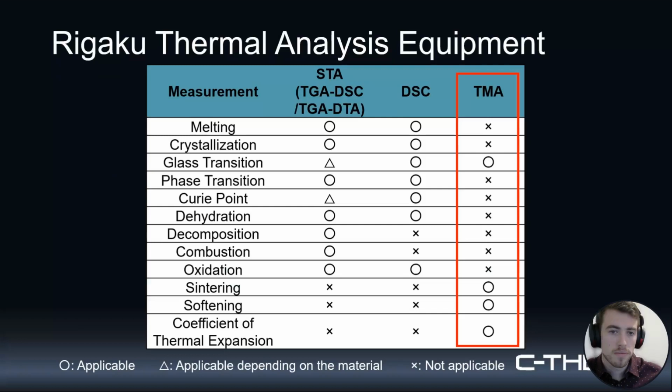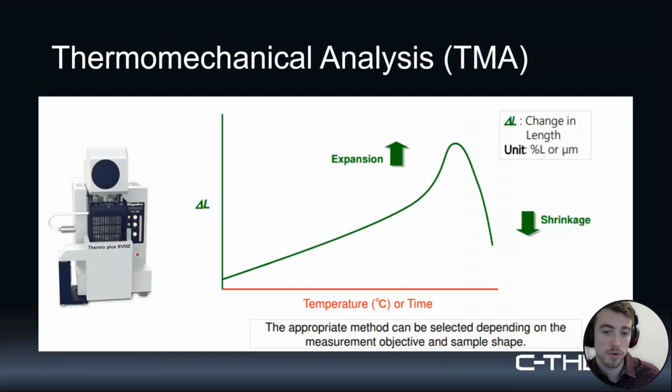So each type of thermal analysis has its different strengths and weaknesses. And for the TMA specifically, we can look at the glass transition, the sintering, softening, and what most people are interested in is the coefficient of thermal expansion. These can all be reported by TMA.